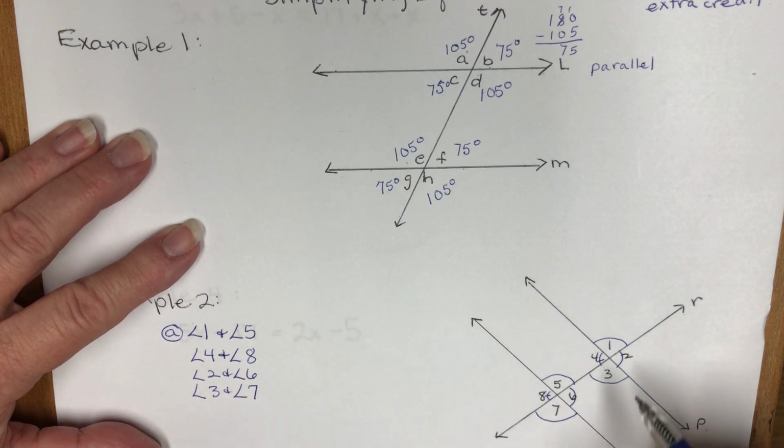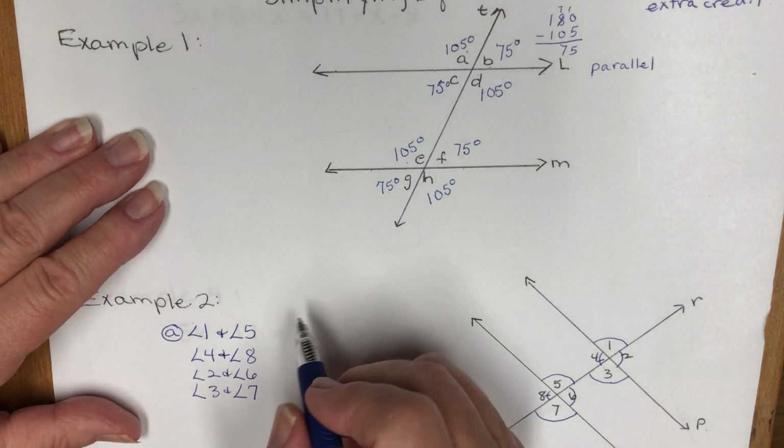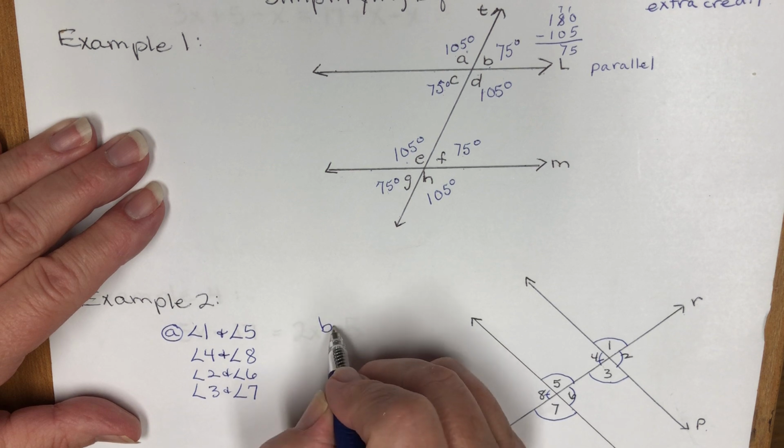All right, corresponding angles are on the same side of the transversal, and they're located on the same position of the 2 parallel lines, and that's how you can tell what they are. So that's A.